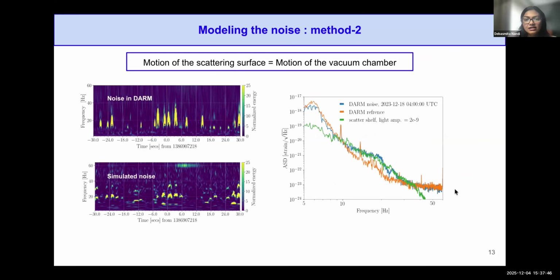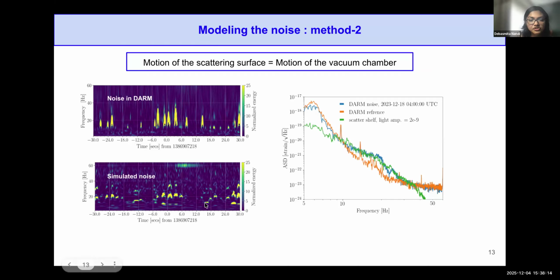Then this is the second way of modeling the noise, where we assume that the scattered beam is directly hitting the chamber wall, not anything suspended from that. So for that, we don't need the pendulum transfer function that we were doing in the previous model. Here is an example of what we get if we assume that the scattering surface is the chamber wall itself.